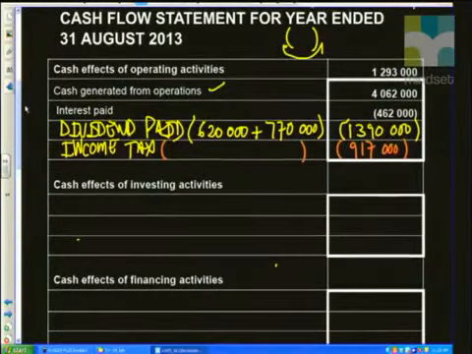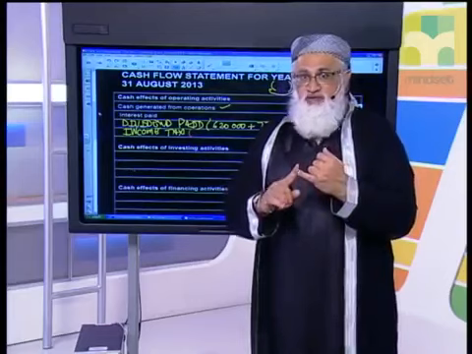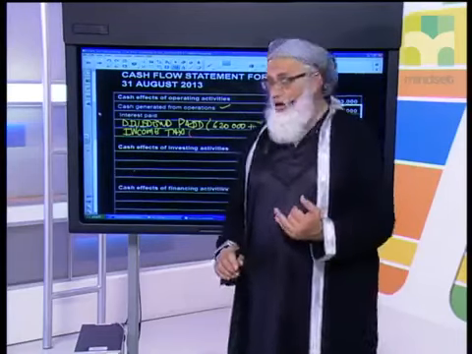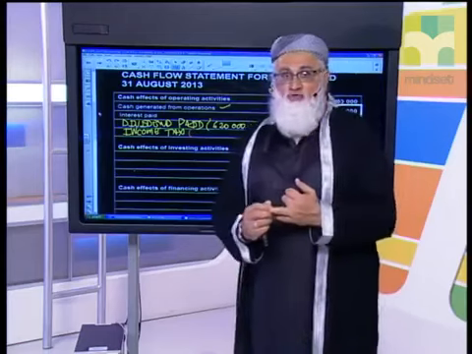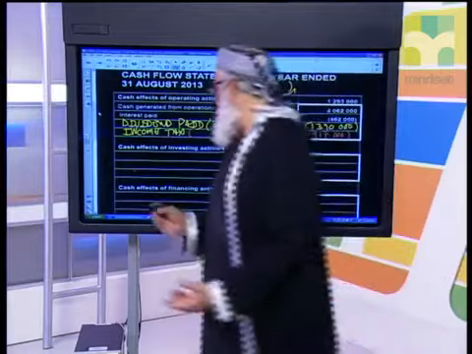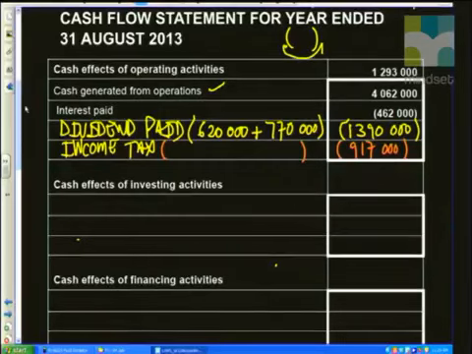What else do we need? Under our investing activities, we got to work out the value of tangible assets purchased. We got to work out our proceeds of our disposal. And we have to look at our investments. Let's start with the investment.